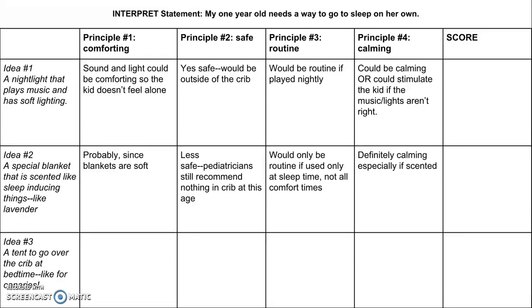Then you look at idea 3, and you may have more ideas when you do yours, but I just did 3 for the sake of this. Idea 3, the whole tent canopy thing. In terms of comfort, it would be somewhat comforting, I think. Could be sensory deprivation-esque, but some kids might like that. I think my 4-year-old would have enjoyed that because he doesn't like lights and stuff. My 6-year-old probably would have lost her mind, but he would have liked it.